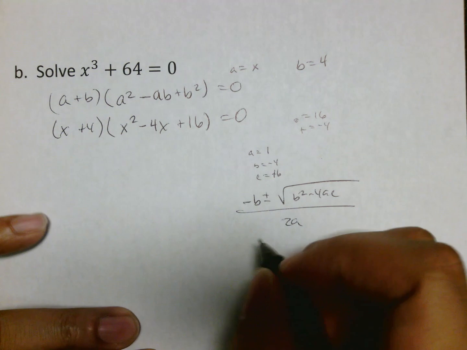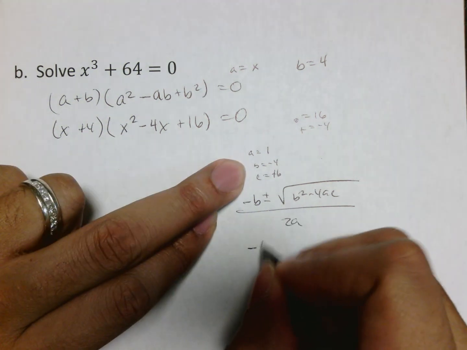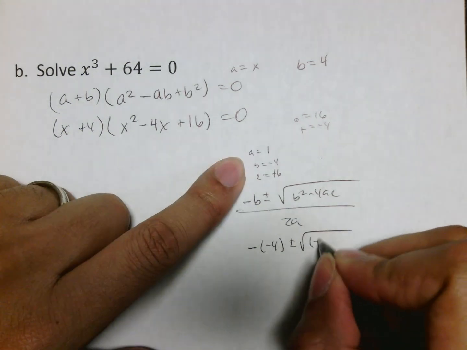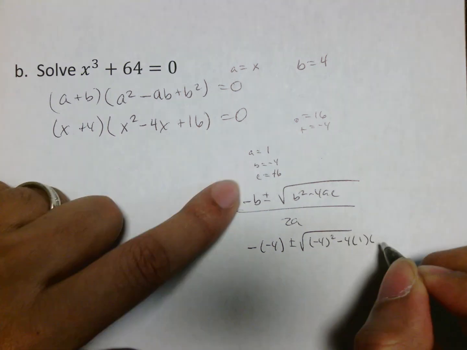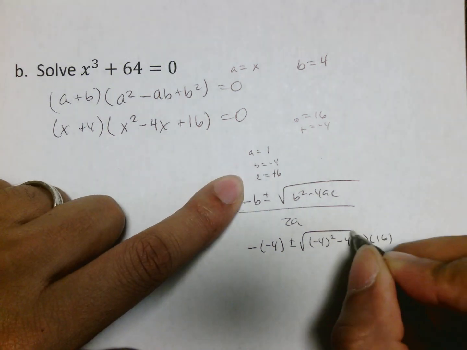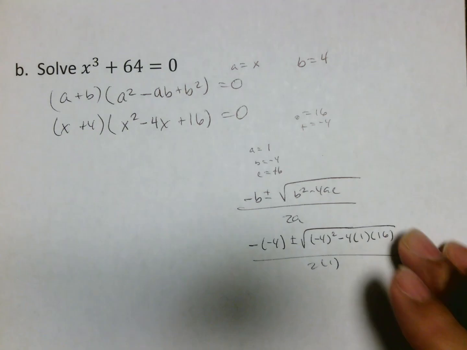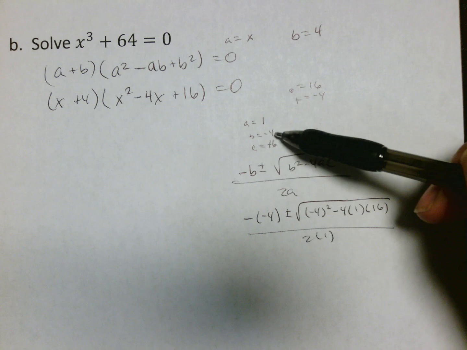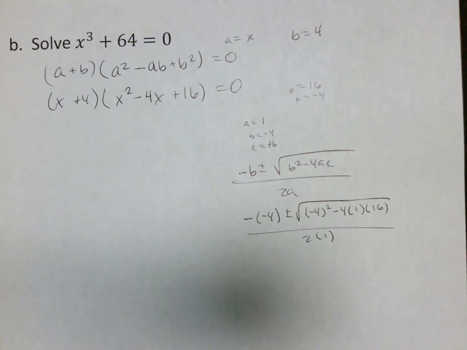Now we end up with negative 4 plus or minus square root of negative 4 squared minus 4 times 1 times 16 all over 2 times 1. Making sure I got that right. Negative b plus or minus b squared minus 4 times a times c, which is right.